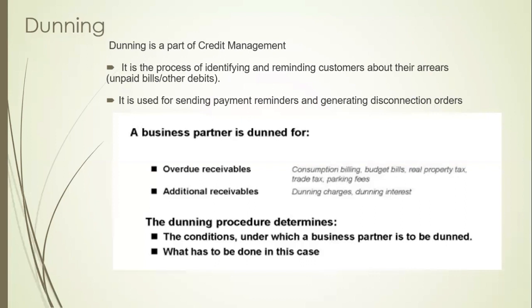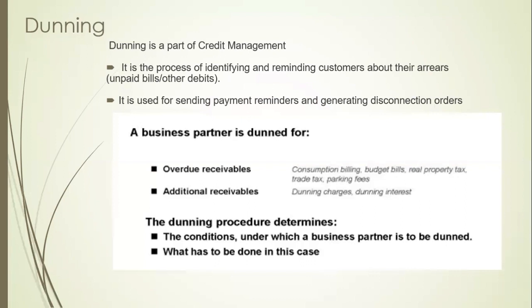Now, additional receivable: if you apply a dunning, that means it is not yet paid. So we need to apply some dunning charges on top of that. Sometimes we apply the dunning interest as well, if it is more than a year or some particular time period based on the utility companies. Some companies apply the interest after 3 months, some after 6 months, some after a year. But based on that, we apply the dunning charges and dunning interest.